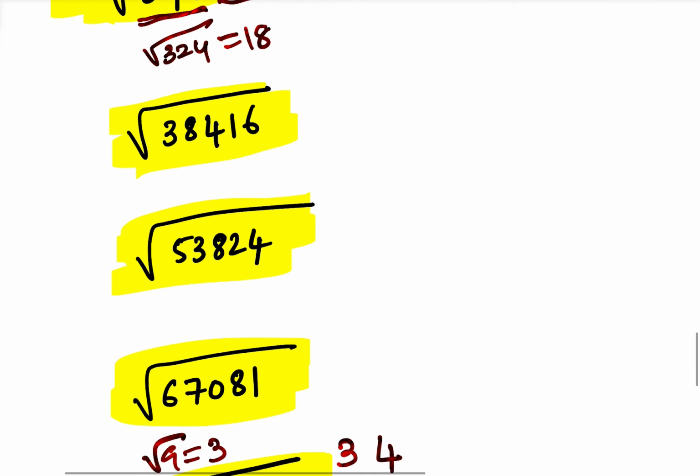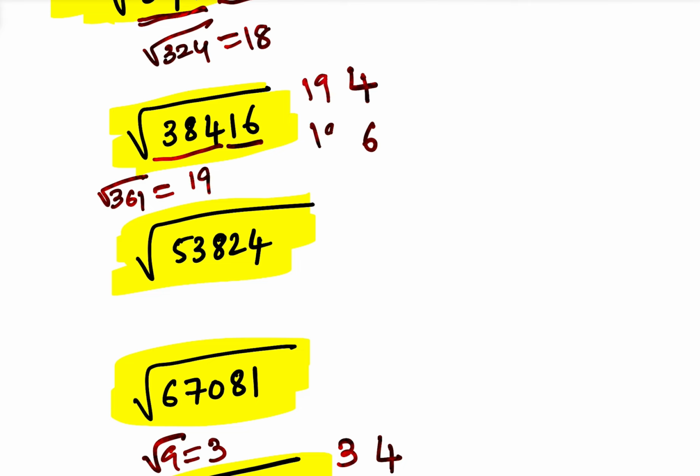Let me take another number, 38416. Here we have 6. When can you have 6? Break this into two parts, last digit one part, rest another part. You can have 6 as the last digit either for 4 or for 6. Next, 384. Find a perfect square close to 384, less than 384. It is 361. Root 361 is 19. So the answer can be 194 or 196. Now what is the number after 19? That is 20. So 19 into 20 is 380. Now is 384 less than 380 or more than 380? More than. So go with the bigger number.